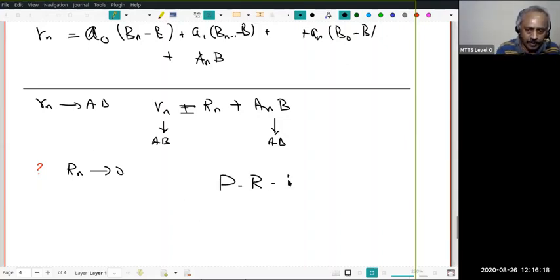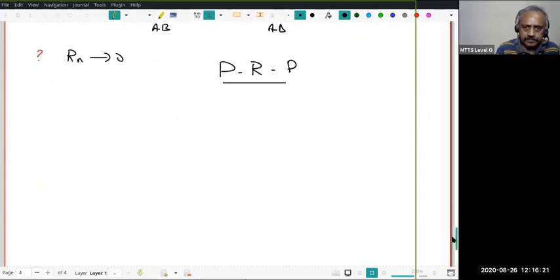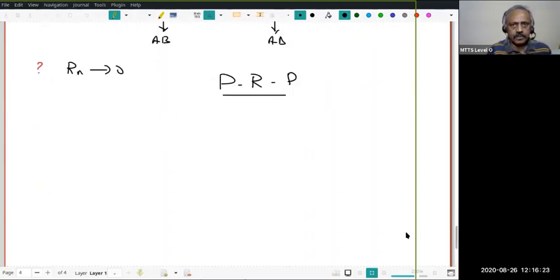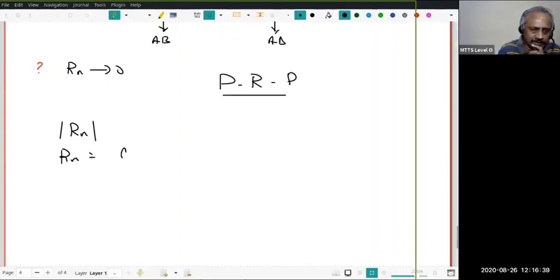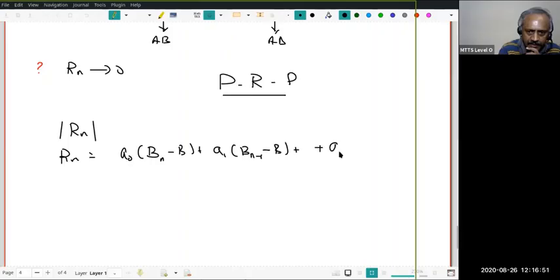Pause, review, proceed. So what does this mean? This means I have to estimate mod R_n. Yeah, you need to estimate this, right? Now let's look at R_n. What is R_n? This is a_0 (b_n minus b) plus a_1 (b_{n-1} minus b) plus ... plus a_n (b_0 minus b). It's easy. Remember, these two should add up.